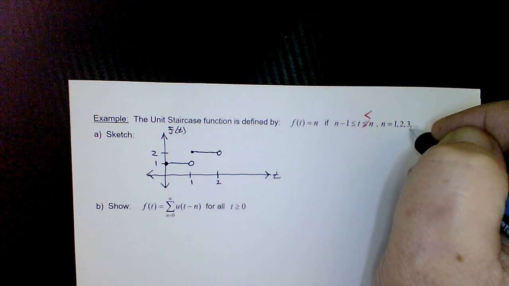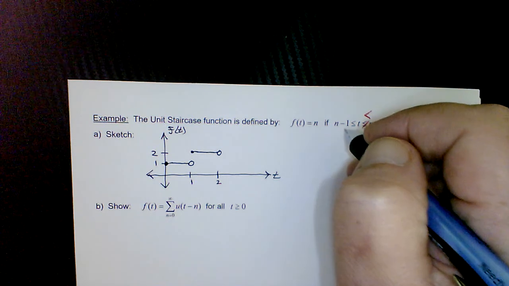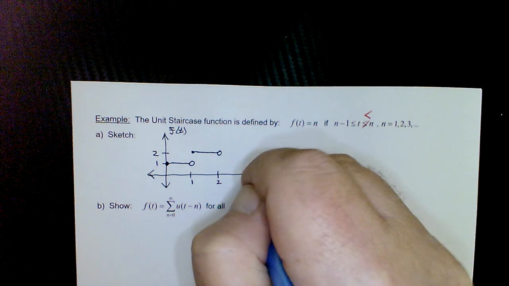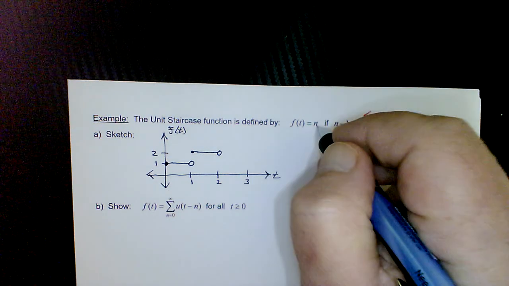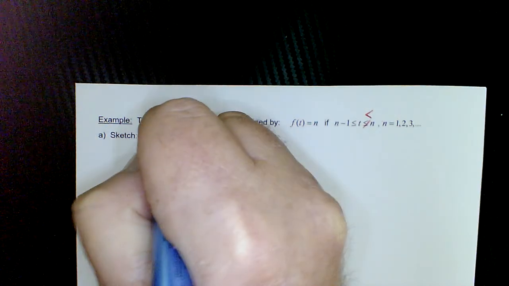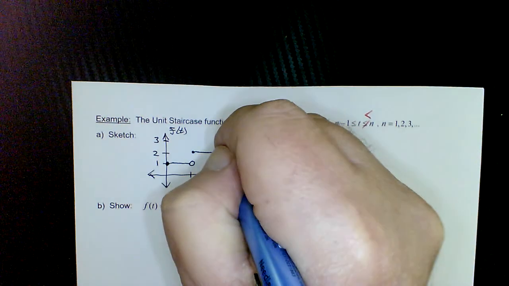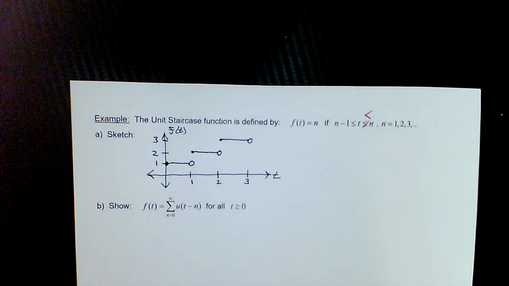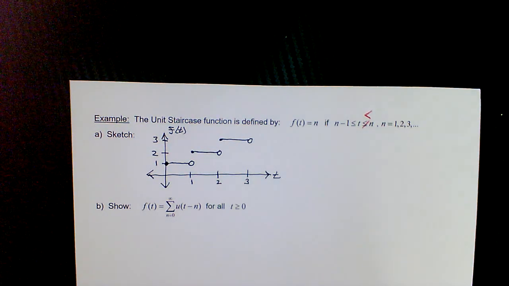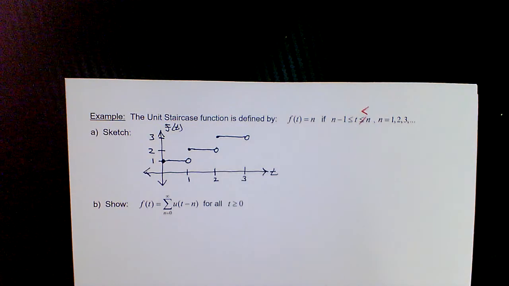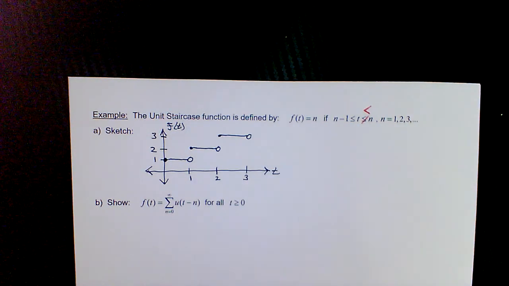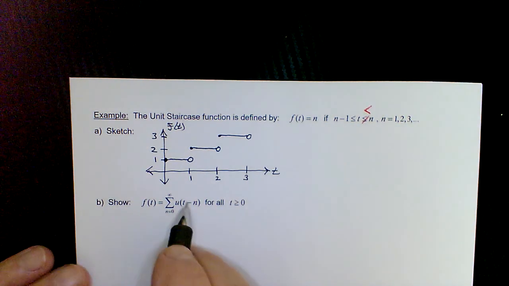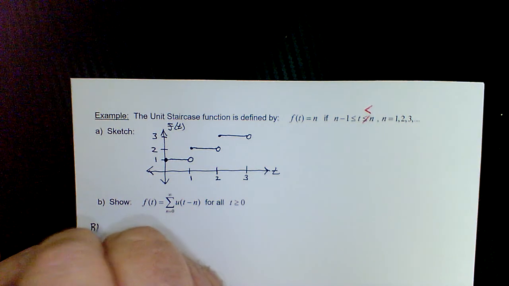And then it steps up again. So now when n is 3, 2 is less than or equal to t, which is less than 3, are the t values, and the function is going to be 3. So closed on the left, open on the right. So you could obviously see why we call that the unit staircase function. So what we want to show here is something special. And we start by considering the right-hand side.